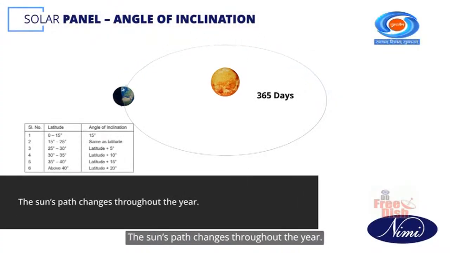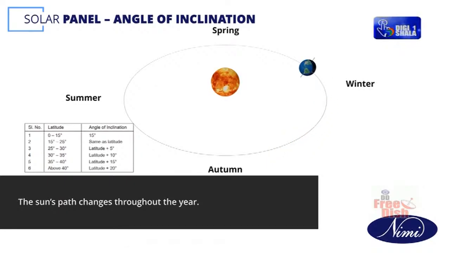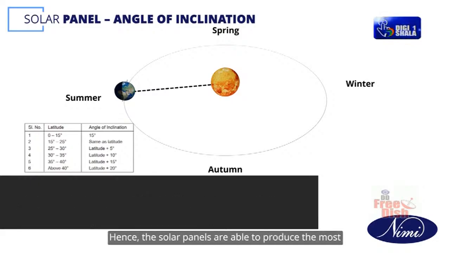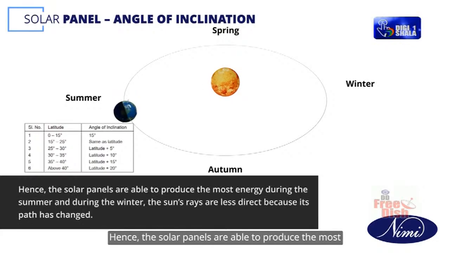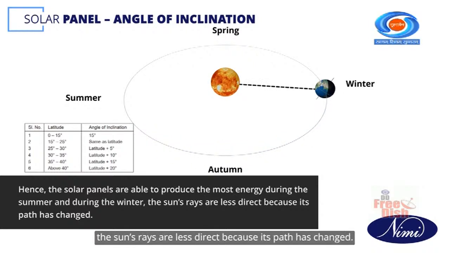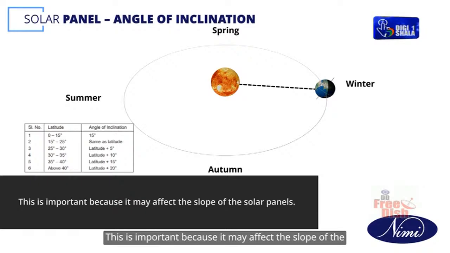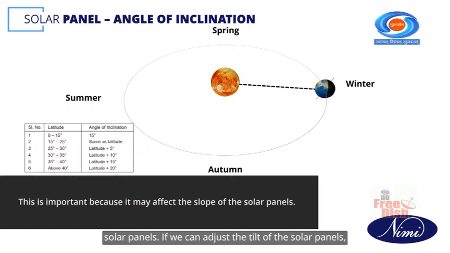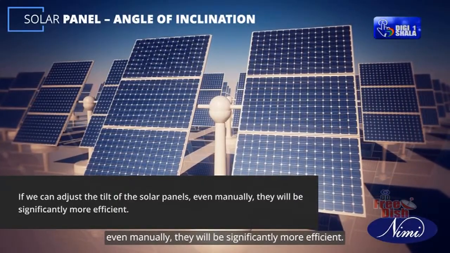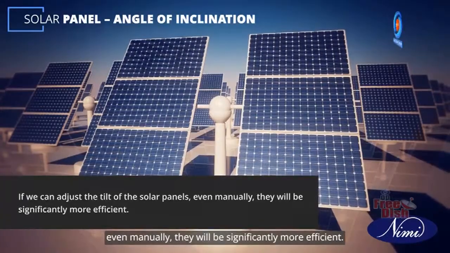The sun's path changes throughout the year. The days are longer during the summer, which means we get the most sunlight because of the sun's summer path. Hence, the solar panels are able to produce the most energy during the summer, and during the winter, the sun's rays are less direct because its path has changed. This is important because it may affect the slope of the solar panels. If we can adjust the tilt of the solar panels, even manually, they will be significantly more efficient.